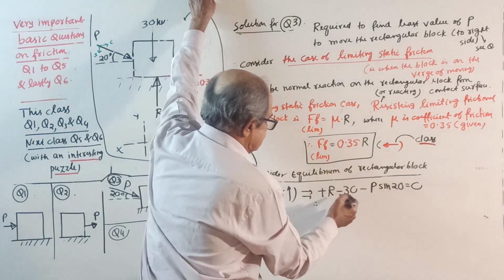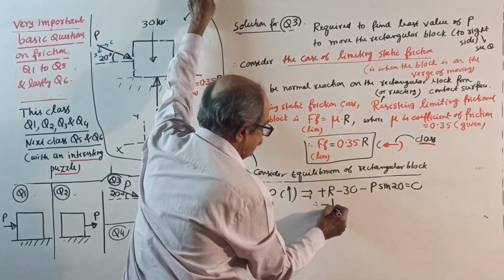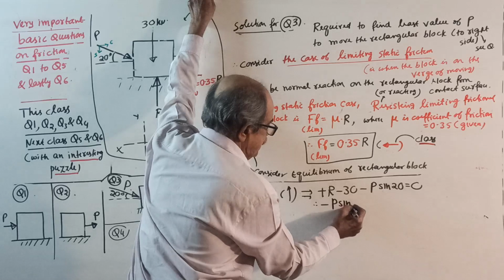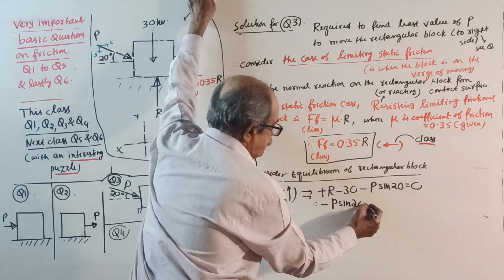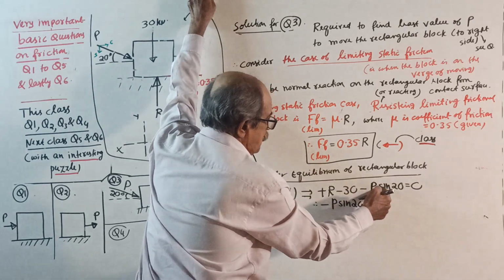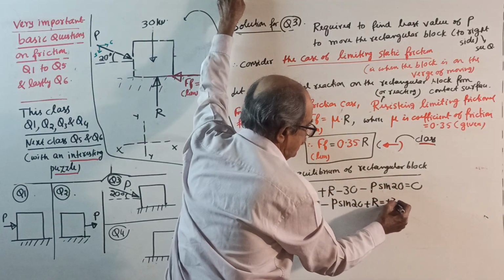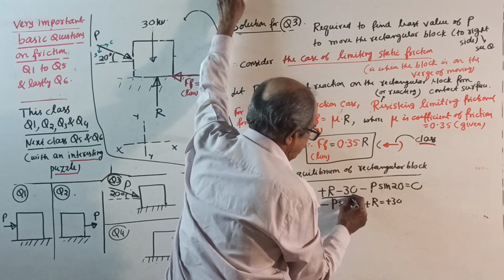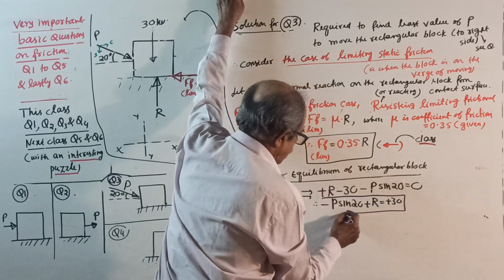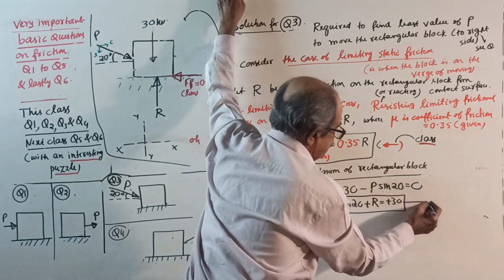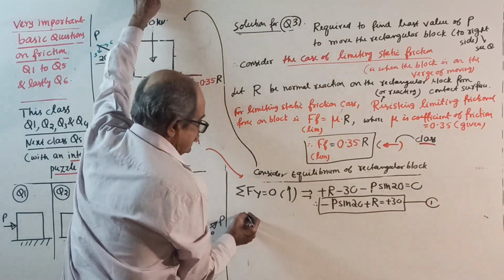So, write P first. Therefore, minus P sine 20 plus R equal to plus 30. Now you call this equation number 1. Equation number 1.